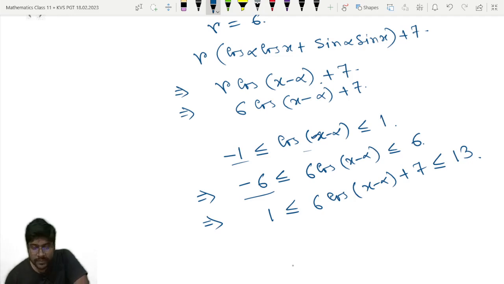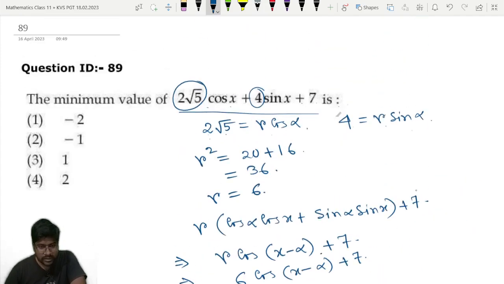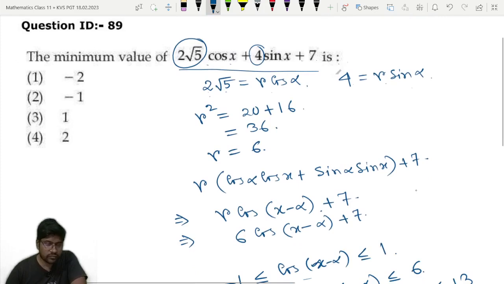So then what is the minimum value? What we can see, what is the minimum value? Minimum value is 1. So the minimum value of 6 cos(x − α) + 7 is 1. Okay, so is it clear to everyone? The minimum value is 1. So option 3 is the correct answer.